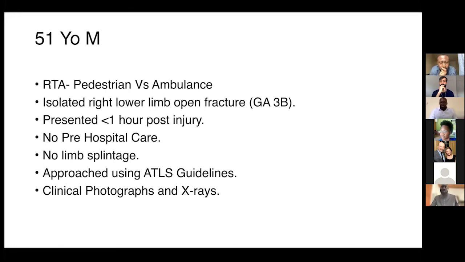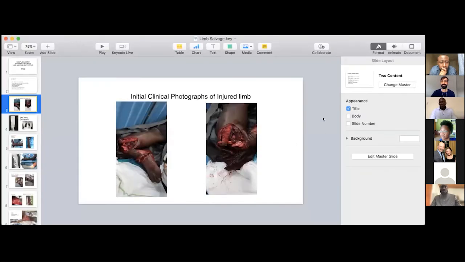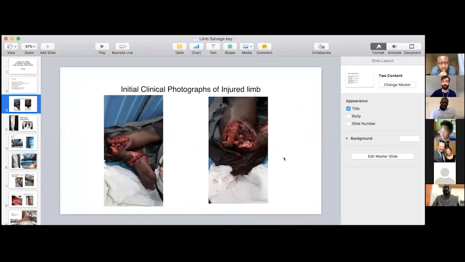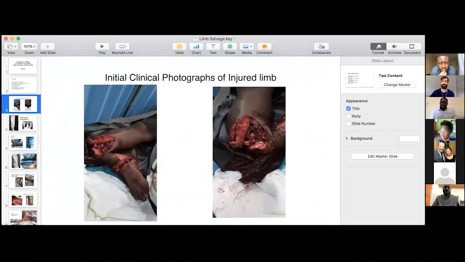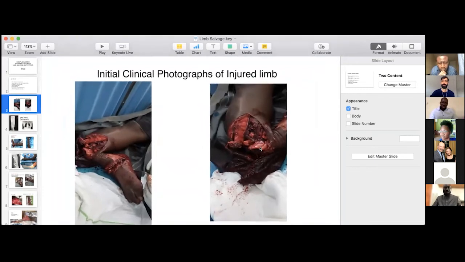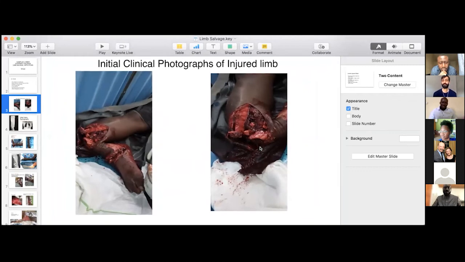So clinical photographs and x-rays will be shown on the slide. Next slide, please. This was how the leg looked. He had a distal middle one-third tibia fibula fracture with massive soft tissue injury and the degloving as well. So the limb was straightened and he was sent to have an x-ray. The x-rays will be in the next slide. Next slide, please.